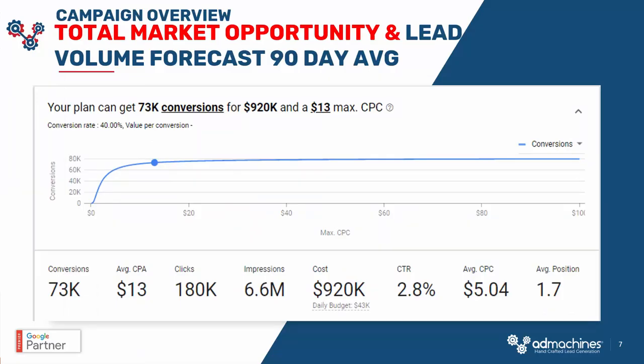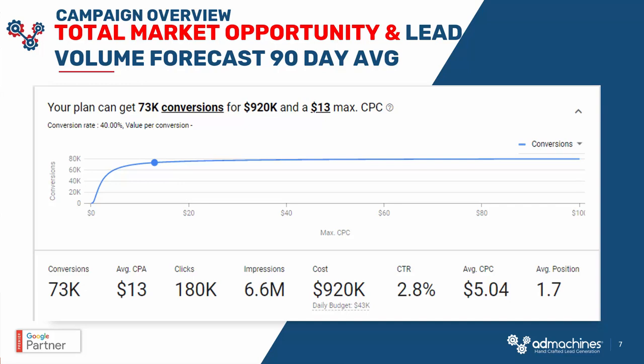So first, let's take a look at the total market opportunity and lead volume on a 90-day average on Google. This chart is a nationwide chart all across the United States, and we're working on averages here. And I can bring up this chart for any city or county across the United States.